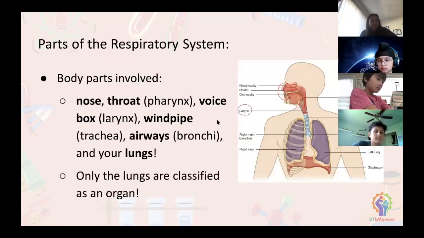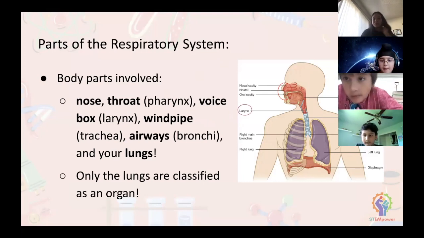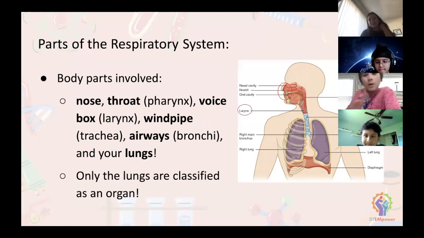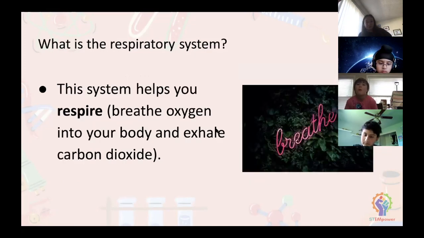Okay, perfect. So we have to actually learn the parts of the respiratory system first. So here are some of the body parts involved. We have the nose, the throat, the voice box, windpipe, airways, and lungs. Now you might see some cool medical terms next to it. You don't need to know these, but I think they're cool to learn. So like the trachea, bronchi. Anyway, only the lungs here are actually classified as an organ. So it's kind of cool. Just go on the next slide.